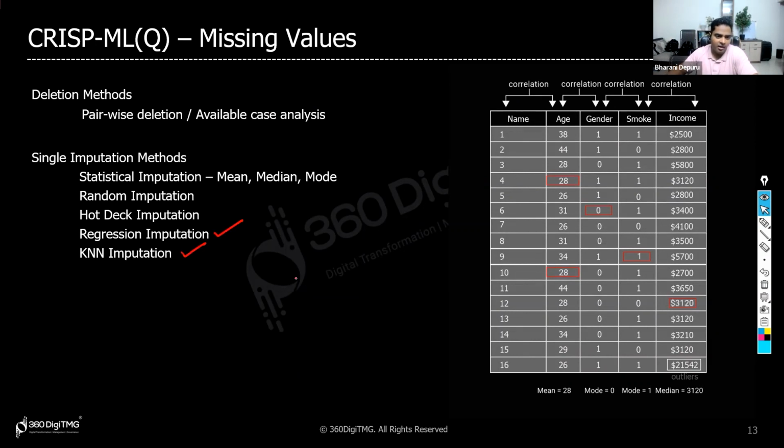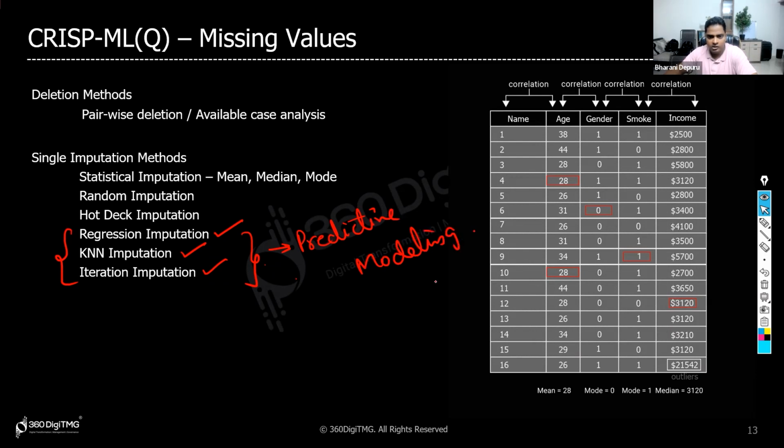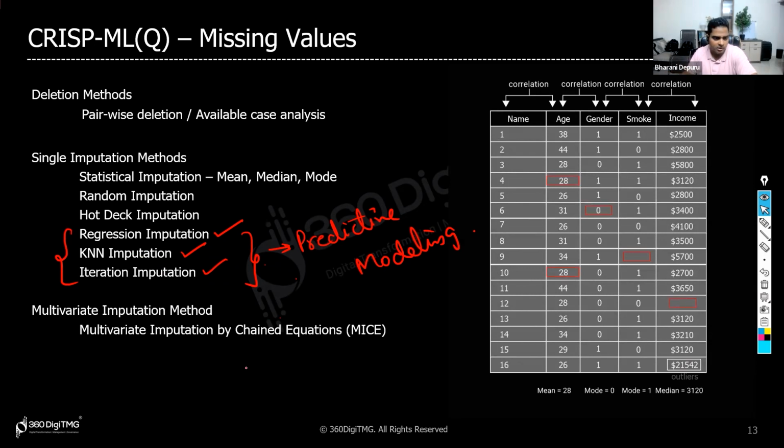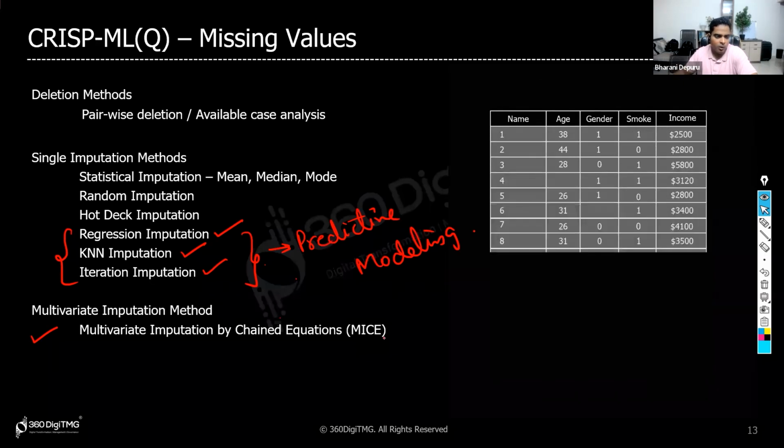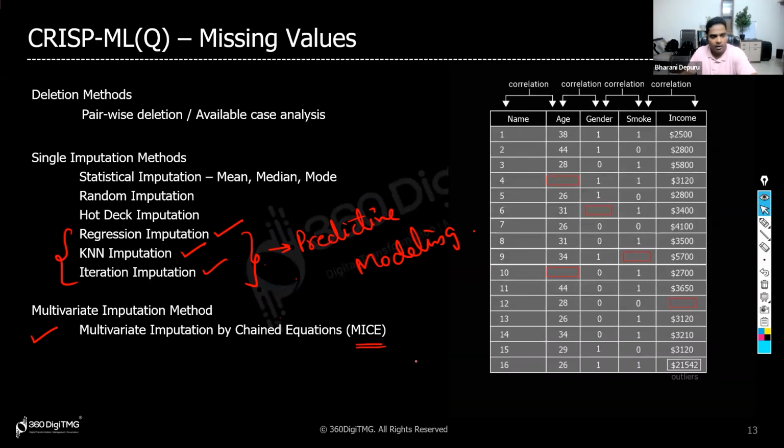We have something called KNN imputation. And we have something else which is called iterative imputation. All these three we are going to talk about when we get into our predictive modeling algorithms. That is when we will discuss in detail regression, KNN, and iterative imputation techniques. We also have multivariate imputation by chained equations, which is called MICE. MICE is also another technique which can be applied along with your predictive modeling techniques.